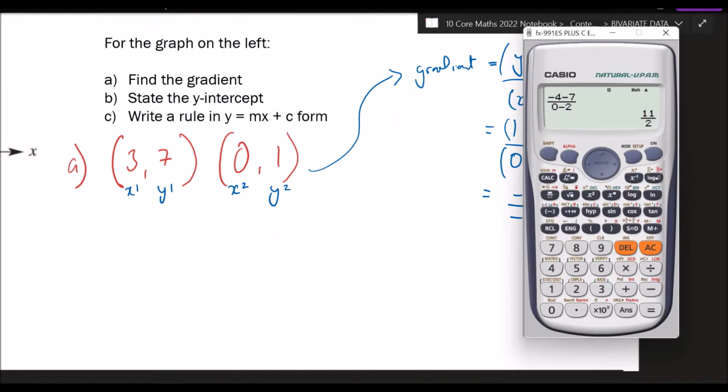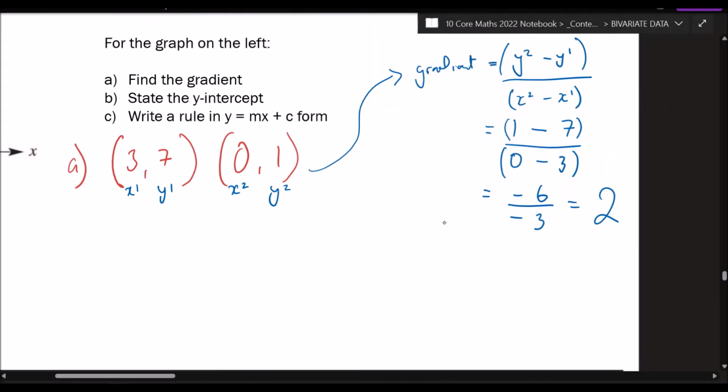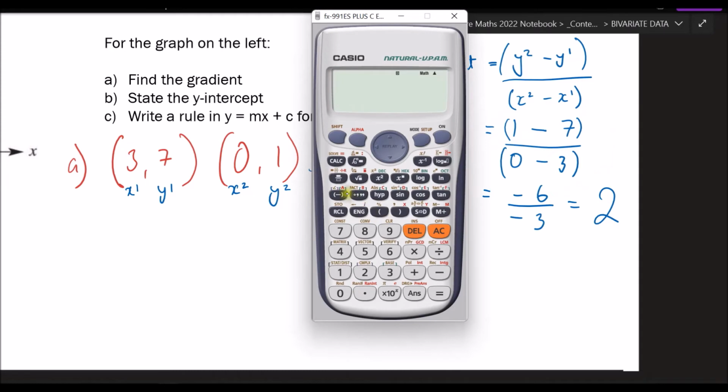I'll show you. If you're really confused about how to do this, just chuck it in your calculator. So it's going to be 1 minus 7, close your bracket, and then 0 take away 3, which equals 2.